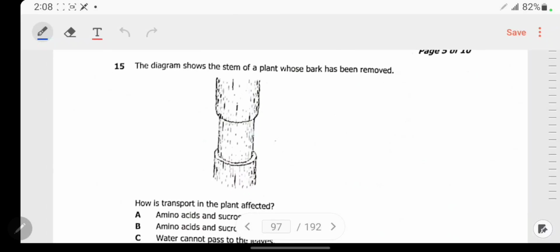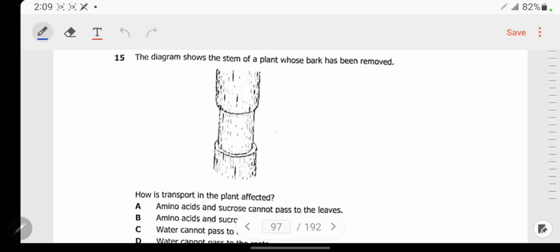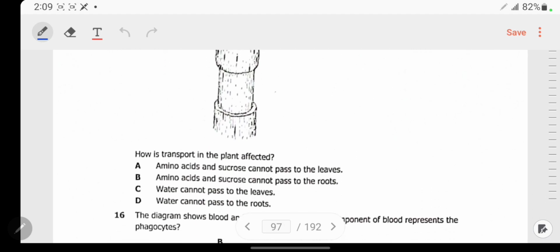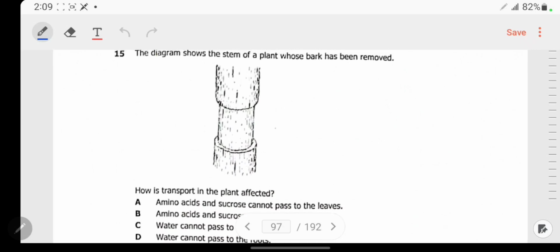Question 15. We are told that the diagram shows the stem of a plant whose bark has been removed. How is transport in plants affected? The way the tree is made, on the outside there is the phloem. As you go inside, there is the xylem, meaning if you remove the outside part, you are removing the phloem. If you are removing the phloem, you are inhibiting the transfer of small substances such as glucose and amino acids.